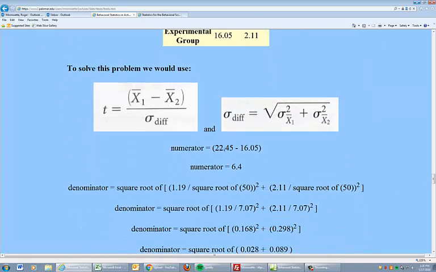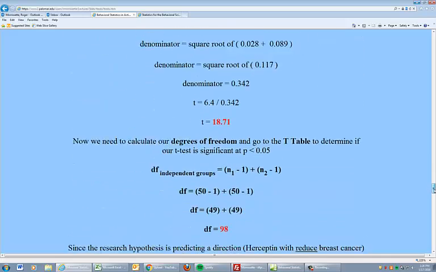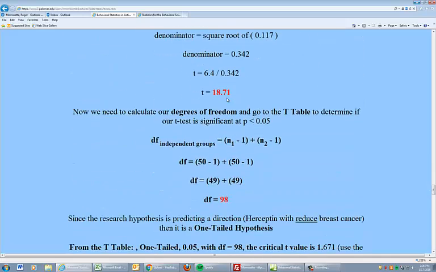The numerator is always the easiest to calculate. The denominator is always tricky. But if you just convert these into S over the square root of n, S over the square root of n, S over the square root of n, it simplifies the entire equation. We come up with a t of 18.71.